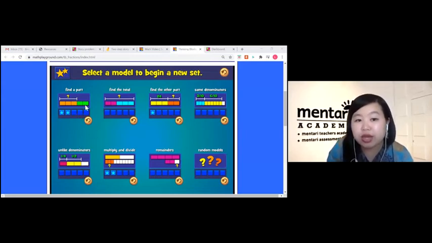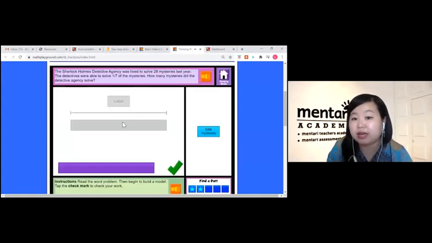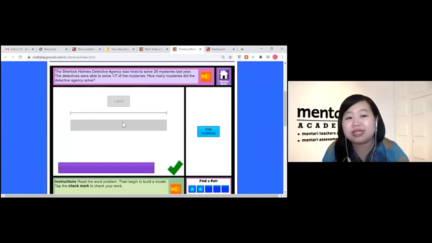So let's just try, for instance, the first one. The basic one here will be finding the part. So it's already readily available for you to use. And what I like about this tool is also you can guide your students step by step while also discussing the solution. So let's take a look at this problem.